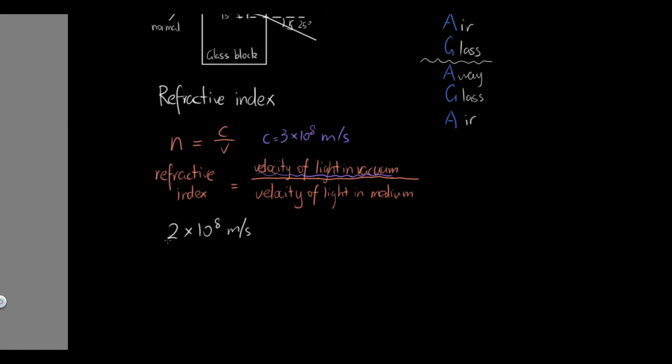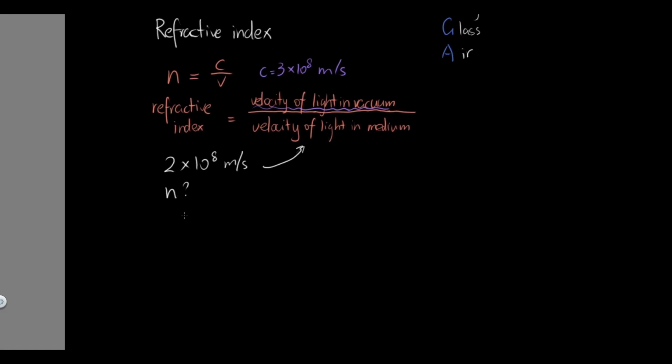Anyway, so we have 2 times 10 to the 8th meters per second. That's the velocity of light in a certain type of glass. So it's asking what is the refractive index of that glass. Using our very simple equation, the refractive index equals the velocity of light in vacuum over the velocity of light in medium. So we can just write 3 times 10 to the 8th meters per second over 2 times 10 to the 8th meters per second, which gives us 3 over 2, and that's 1.5.